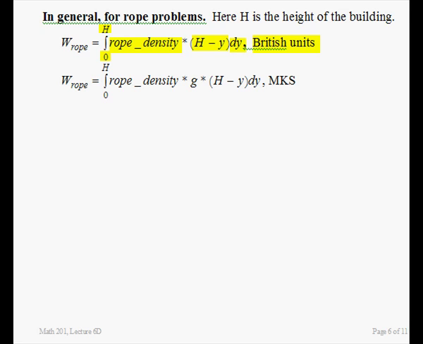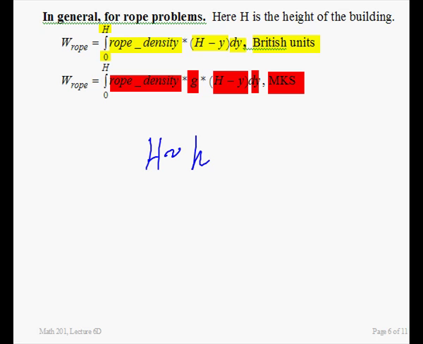Okay, if you're in MKS units, then you take that rope density, which will be kilograms per meter. You multiply it by the acceleration due to gravity. Now you have force. Then it's the same. You multiply it by the term giving you the displacement, and you're integrating over y. H is the height of the building, or the height you're hauling it up to.